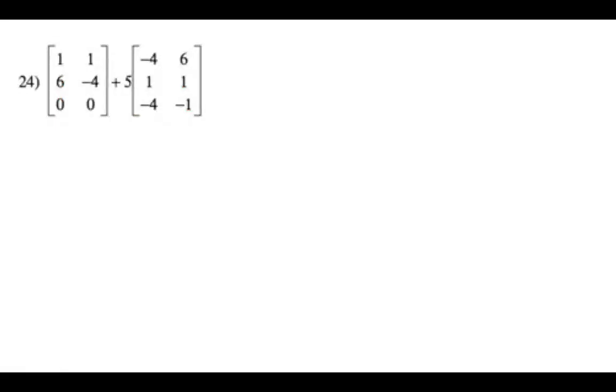Let's see. Oh, I don't know why. Yeah, I'm going to rewrite this. 6, negative 4, 0, 0, plus, I'm going to distribute that. Negative 20, 5, negative 20, 30, 5, negative 5, and then I'm going to go ahead and add.